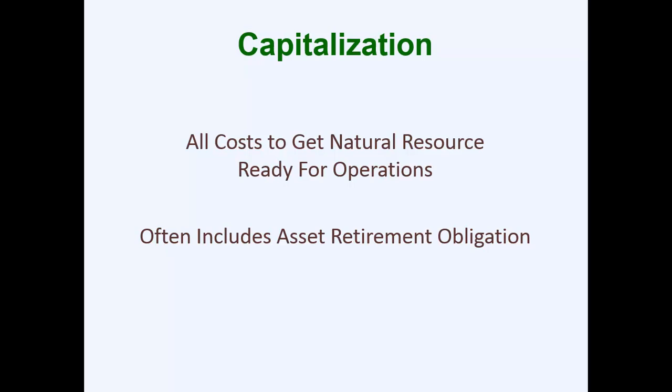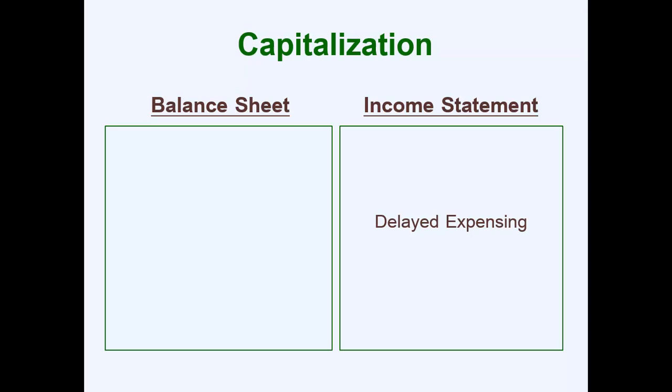So looking at this from a principles perspective, focus on the depreciation or the depletion of this natural resource. Looking at this from an intermediate accounting level, then think about that additional asset retirement obligation that is on a separate video. But what is capitalization?